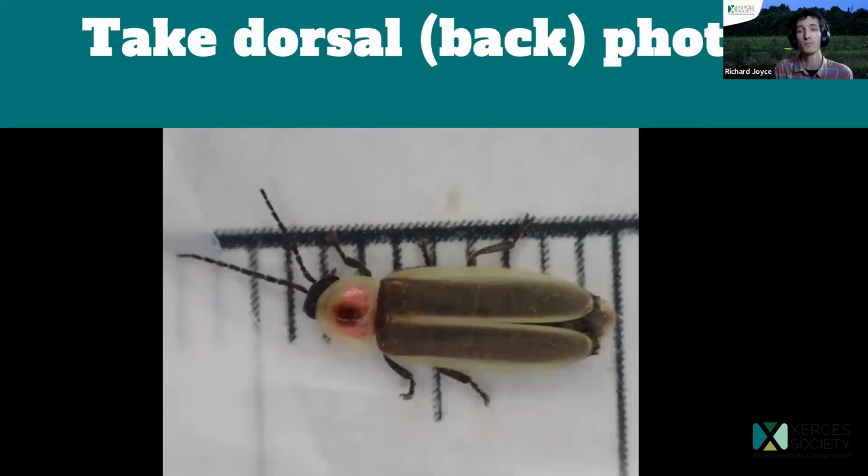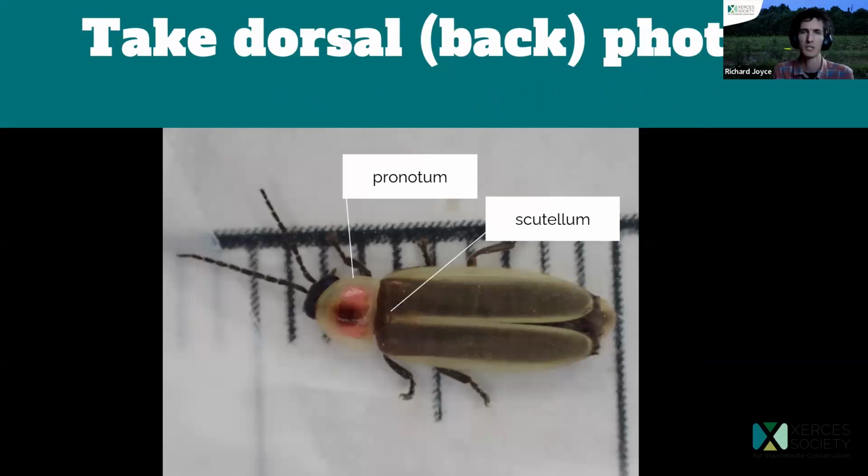You should also take a photo of the backside, or the dorsal side. And I've labeled a few of the body parts that can help to narrow down possible species. So you have the pronotum, or the head shield, the scutellum, which is the little triangle where the outer wings, the elytra, meet at the base, and the pygidium, which you can think of as the tail. It's the last abdominal segment, what sticks out.